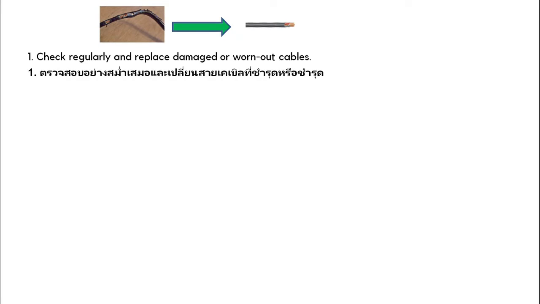Exercise L, page 75. Number 1. Check regularly and replace damaged or worn out cables. Is it a good or bad habit? Yes, it is a good practice. So this is a good practice, not a good habit, but rather a good practice. So you draw a smile if it is good, and if it is not good, you draw a sad smiley.